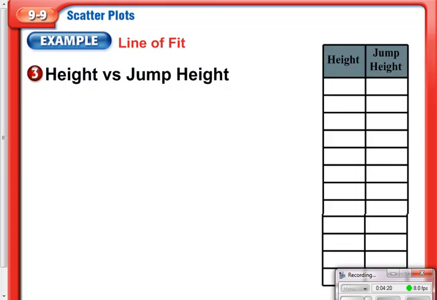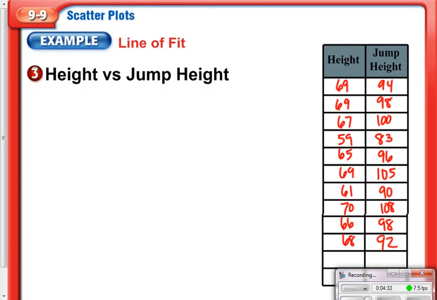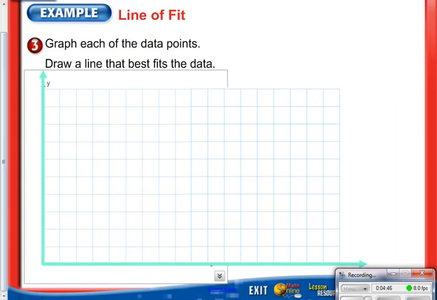Example 3, we're going to record the height and jump heights of our class here. So this will be a classroom example that we'll fill in. Here's our classroom data from some students, the heights and jump heights that we have recorded. Next, we're going to use these recorded values for our graph. So here's our graph. We'll want to label a title and both our axes.